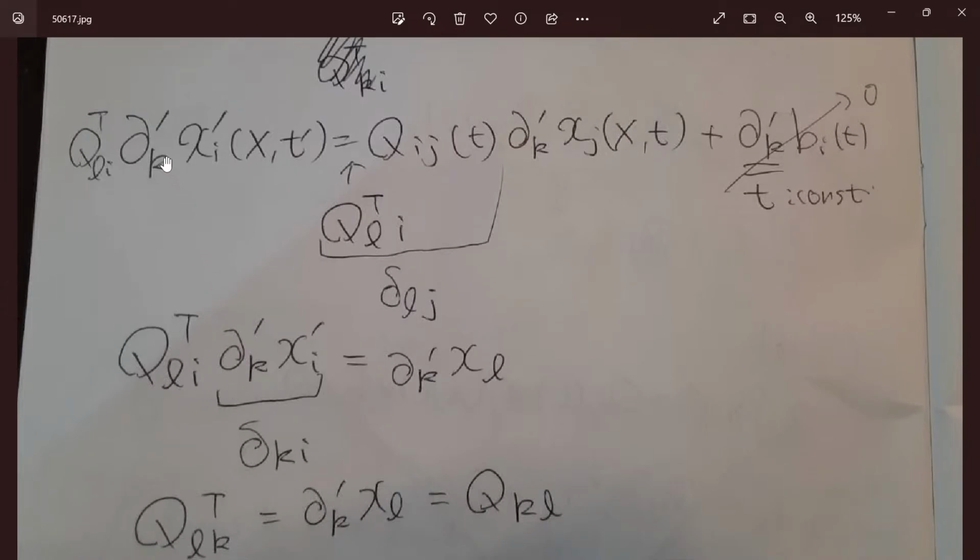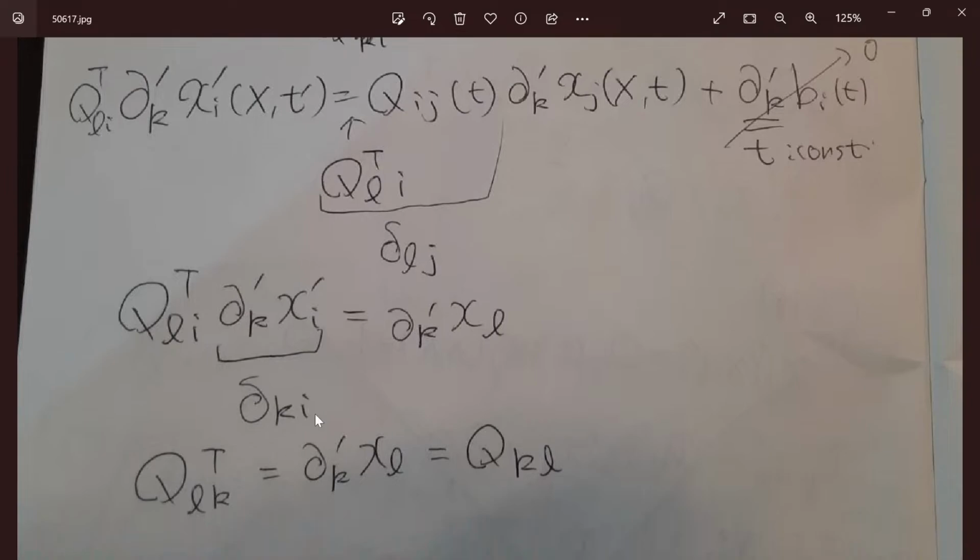The left hand side is this k prime, k. This is the Kronecker delta. The parameter i is for summation, so i actually goes to k here. On the right hand side, we see this L j, j goes to l. This j is for summation, so j changes to l like this.